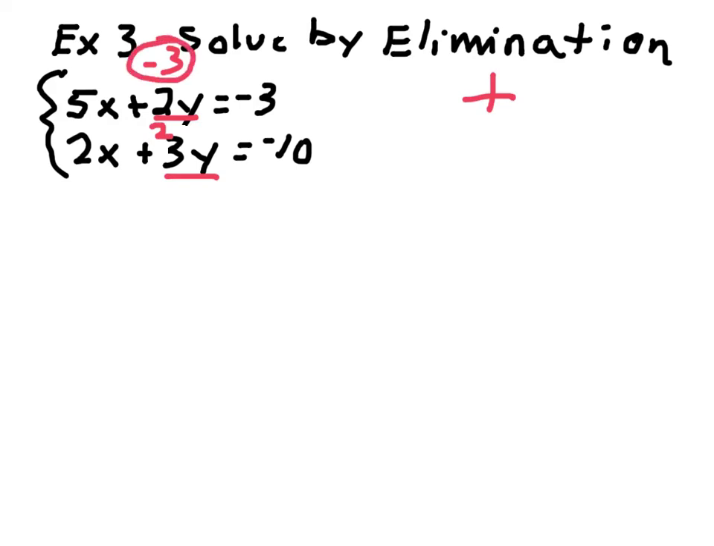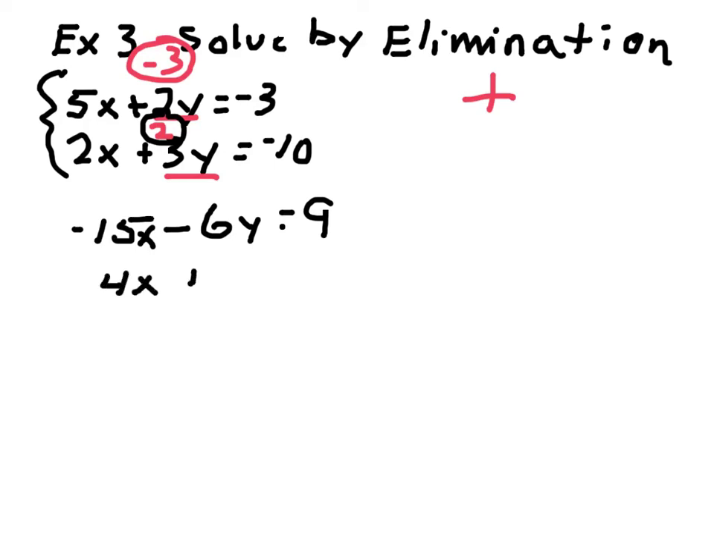So negative 3 times 5x is a negative 15x. A negative 3 times 2y is a negative 6y. And a negative 3 times a negative 3 is a positive 9. Now on the bottom equation, let's multiply everything by 2. 2 times 2x is, I forgot my x there. 2 times 2x is 4x. 2 times 3y is a positive 6y. And 2 times a negative 10 is a negative 20.